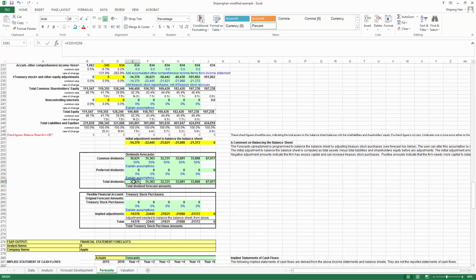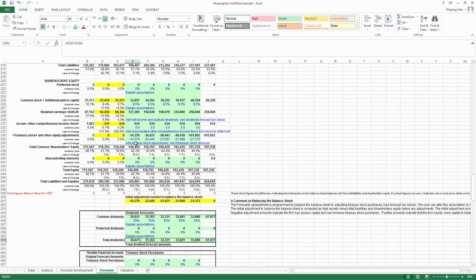Okay, so the dividend is 3,921 for a year plus 1. Okay. So this is the forecast of retained earnings.